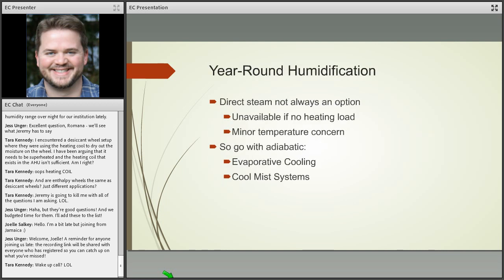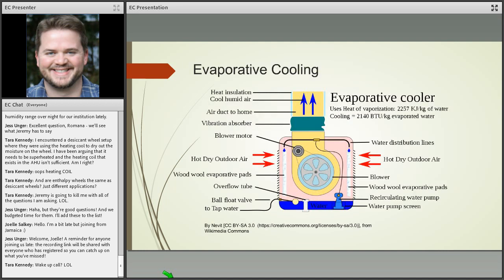So moving through year-round humidification for areas that, again, have a year-round dry condition or a year-round arid environment, direct steam isn't always that option. You really don't want that added heat, so you're going with those adiabatic systems. Move forward here a little bit.